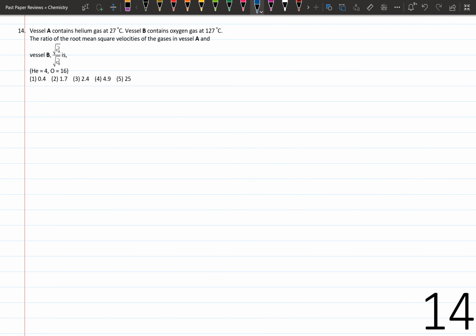Question number 14. Vessel A contains helium gas at 27 degrees Celsius. Vessel B contains oxygen gas at 127 degrees Celsius. The ratio of the root mean square velocities of the gases in vessel A and vessel B is. Root mean square velocity is equal to root 3RT over MW.